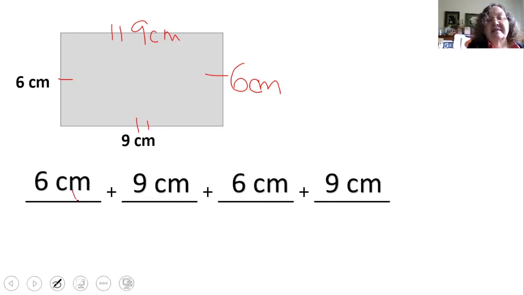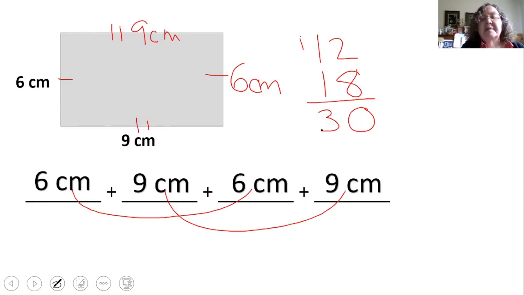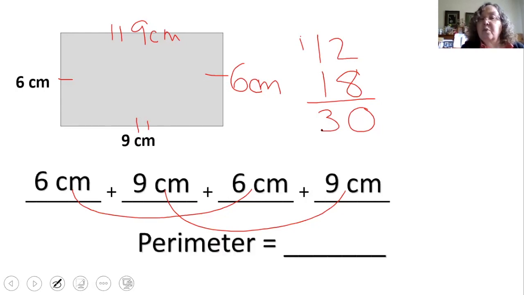So I could say 6 plus 6 is 12. And then 9 plus 9 is 18. And 2 plus 8 is 10. And we're going to put that group of 10 up here. And 1, 2, 3, 30. So my perimeter is what? 30. Do I just leave it there? Nope. I got to add my unit, 30 centimeters. Wonderful.